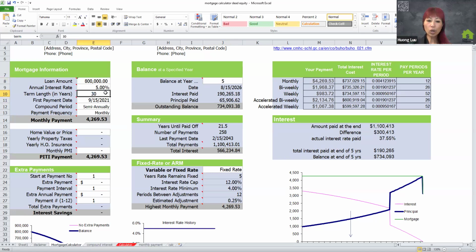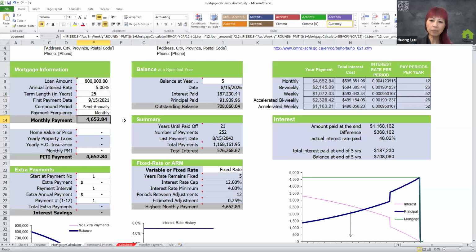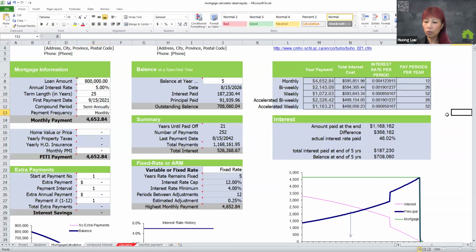So I'm going to go back and change this to 25 years. Basically what that does is it means that you have to pay your mortgage off 100% in 25 years. So what that means is your monthly payment is $4,652. I'm just going to put that number over.